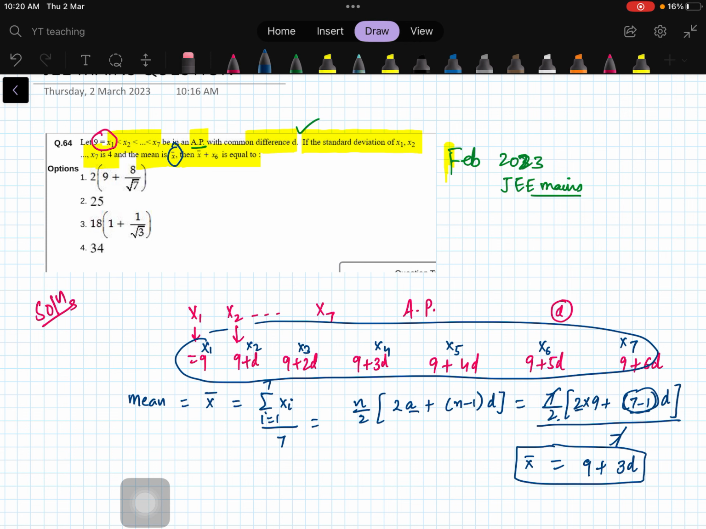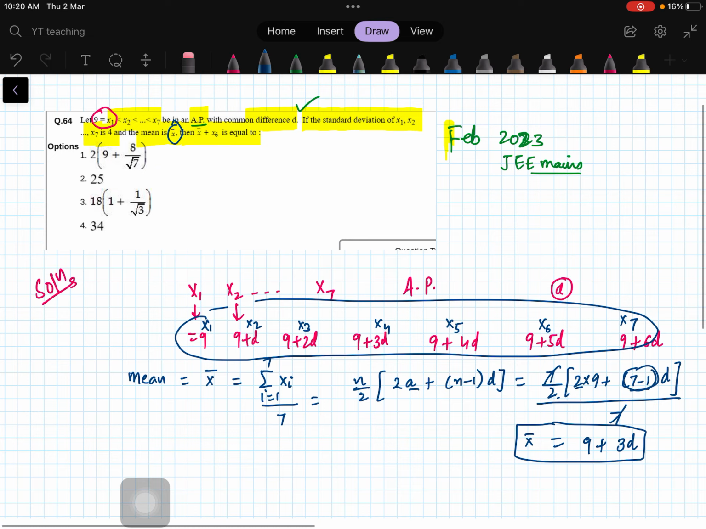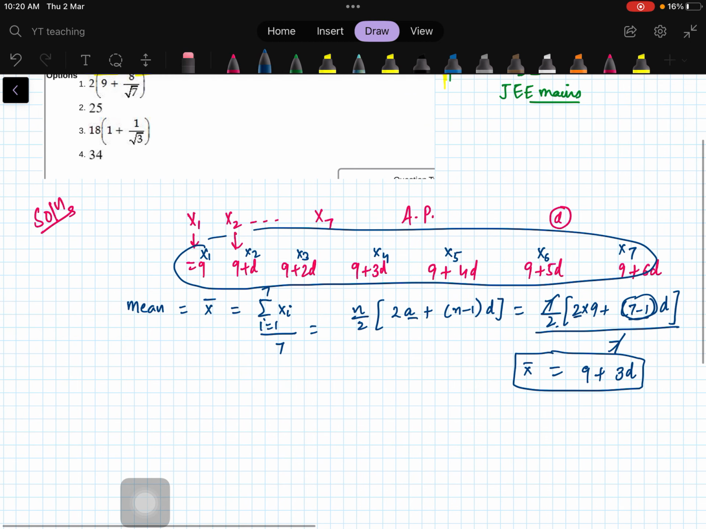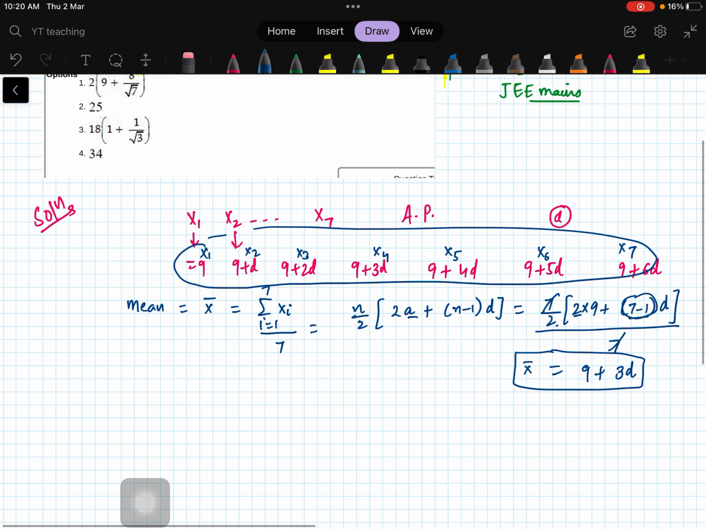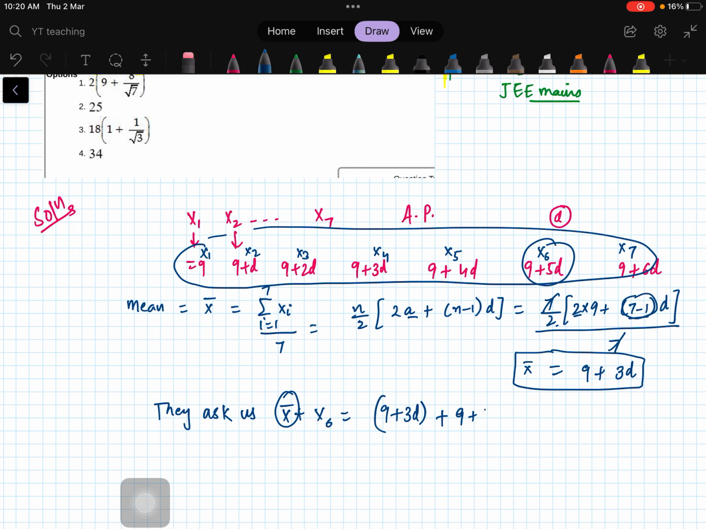Fine. So you have your x bar, you have your terms. Now they ask us to find x bar plus x6. What will that be? That will be x bar, which we just calculated as 9 plus 3d, and x6 is 9 plus 5d. So that is equal to 18 plus 8d. So the only thing which I don't know is d. So let us see how we can find d.